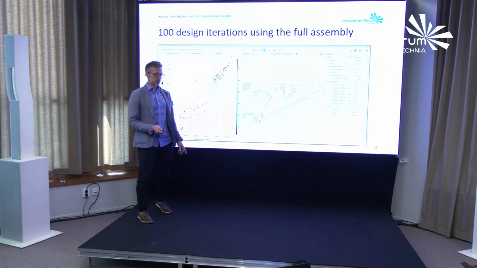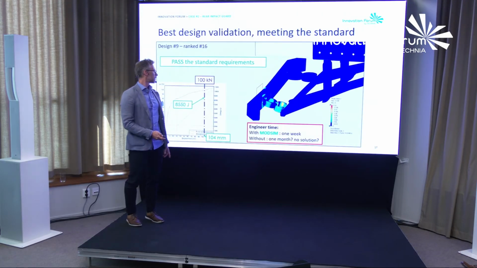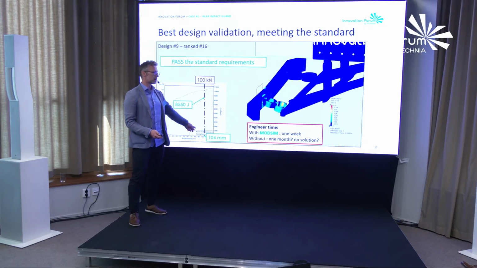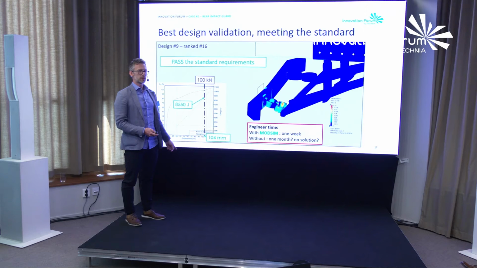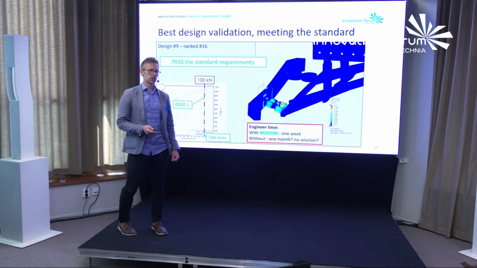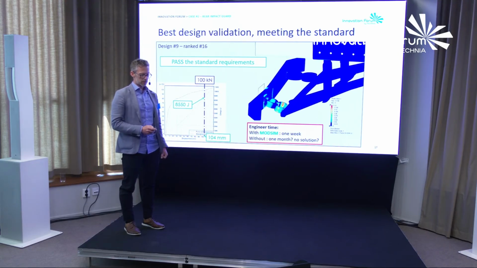So this design looks better. And here is the final result. So as you can see, at 100 kilonewtons, we have deflection, which is 104 millimeters. It's below 125 millimeters. And we absorb 8,550 joules, which is also above the requirements. So we passed the standards.